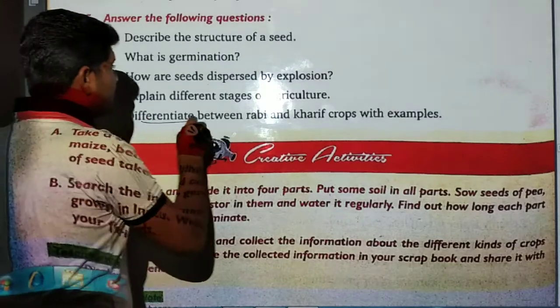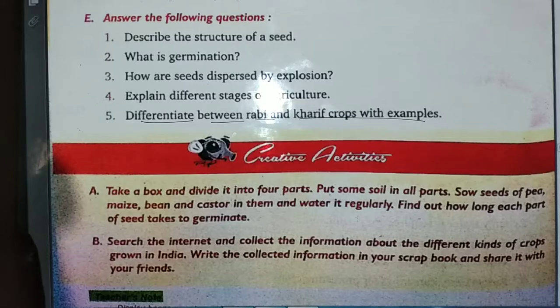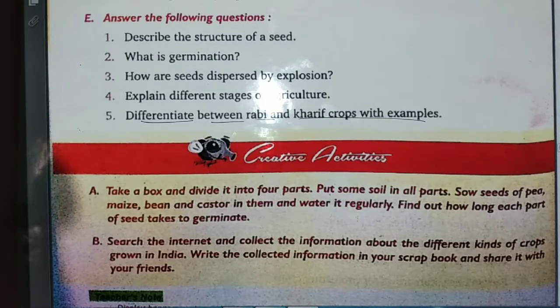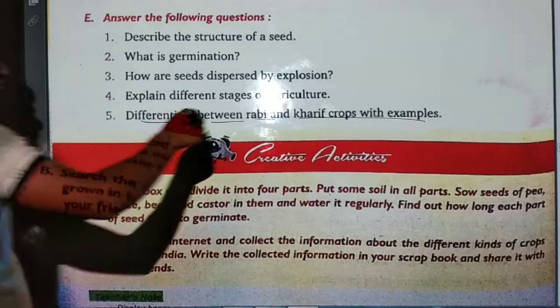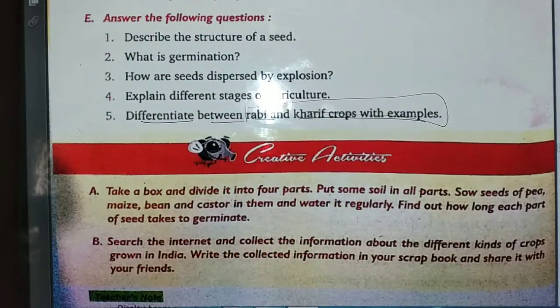Now, differentiate between Rabi and Kharif crops with examples. So we know that Kharif crops are summer crops, from June to October. Examples of Kharif crops are rice and maize. Rabi crops are winter crops, from November to April, like wheat and gram. So this is the answer of your fifth question.